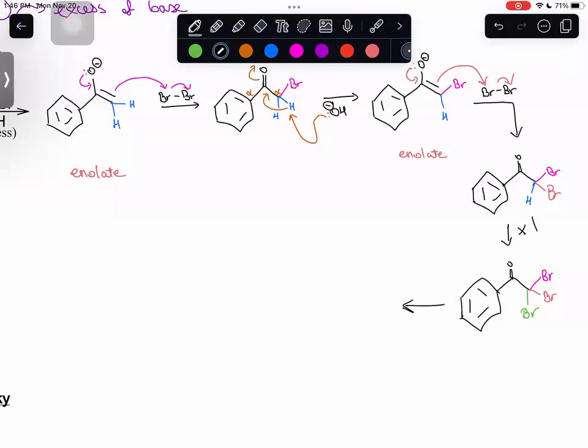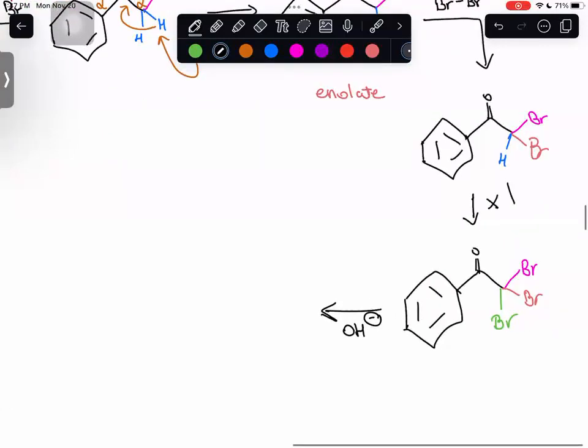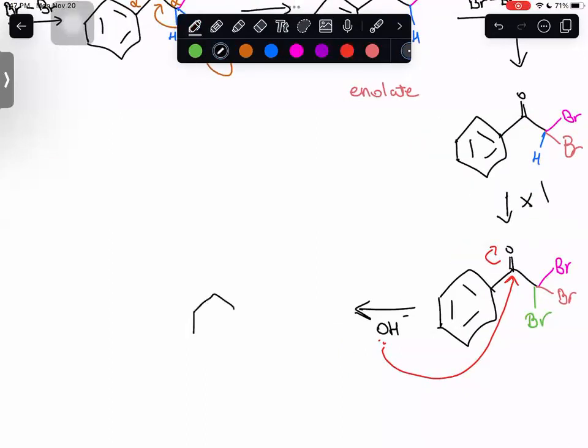Remember, we still have excess of the base. Now, we don't have any more acidic alpha hydrogens. But this base can also act as a nucleophile. So remember that whenever we have a carbonyl, that dipole moment creates a delta positive on the carbon, making it electrophilic. So this guy is going to get connected to the carbonyl. We kick up the electrons, of course, so we don't break the octet. So we end up with this intermediate so far. We have oxygen minus, we have the nucleophile connected to it, and then all of the bromines that we added.